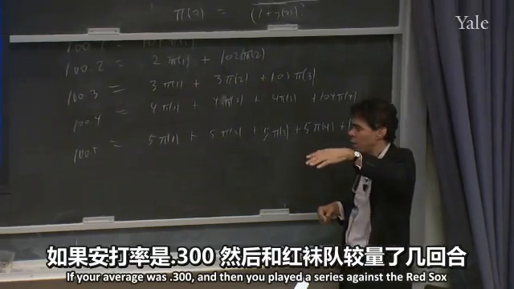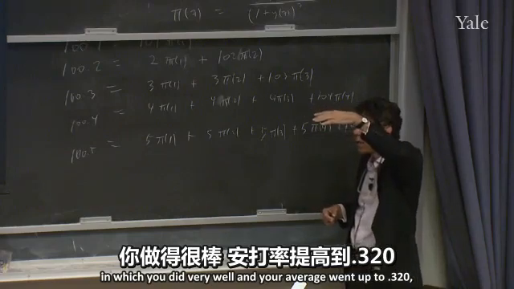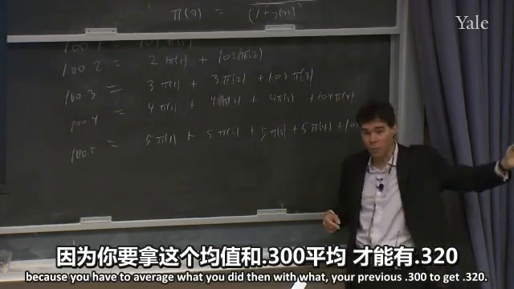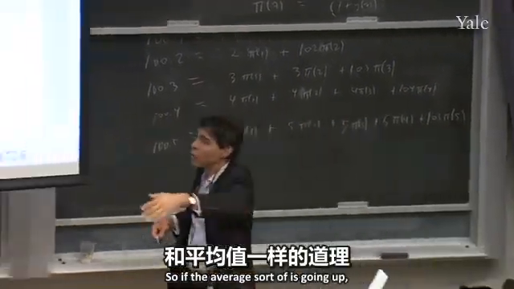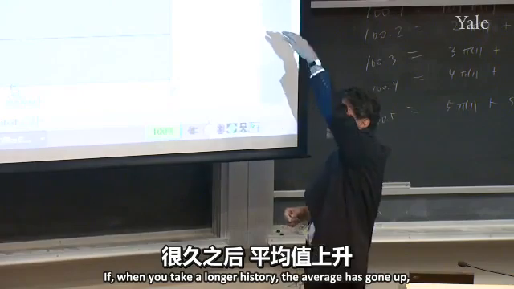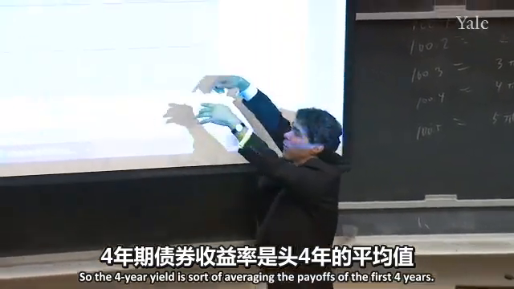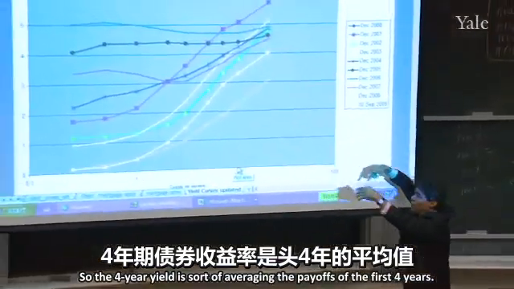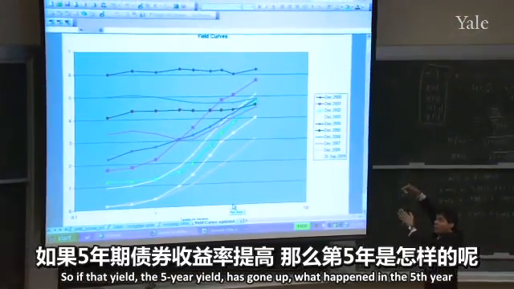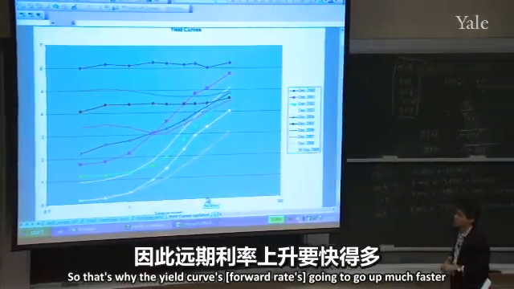If your average was 300 and then you played a series against the Red Sox in which you did very well and your average went up to 320, in that series you obviously did even better than 320, because you had to average what you did then with your previous 300 to get 320. Remember, the yield is the same thing over the whole history. If when you take a longer history the average has gone up, it must mean that the most recent thing went up much more. The 4-year yield is averaging the payoffs over the first 4 years. The 5-year yield is averaging over 5 years. So if the 5-year yield has gone up, what happened in the 5th year must have gone up a lot to bring the long run average up. That's why the forward curve is going to go up much faster.